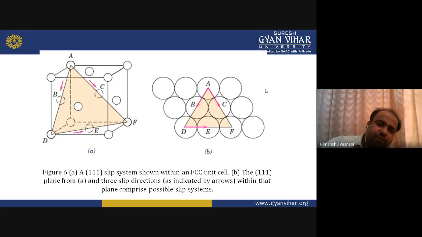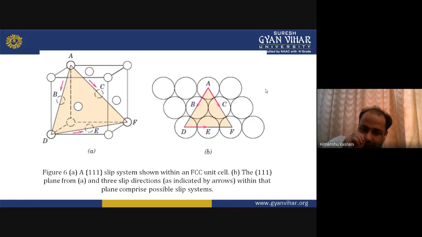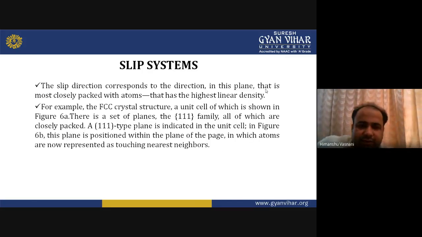Now the slip direction corresponds to the direction in this plane that is most closely packed with atoms and that has the highest linear density. This is the direction shown in this diagram: A to B to D, then D to E to F, and A to C to F. These slip directions correspond to the directions in this plane that are most closely packed with atoms, that is, the highest linear density.